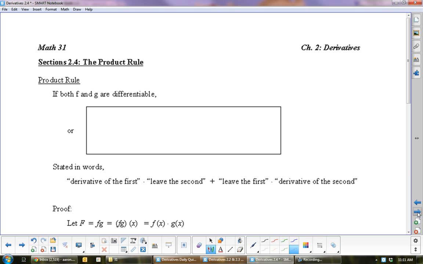Now, the product rule, if both f and g are differentiable, okay, so the derivative, you want to write it in both ways, of f of x times g of x is the same thing as g of x times the derivative of f of x plus f of x times the derivative of g of x.